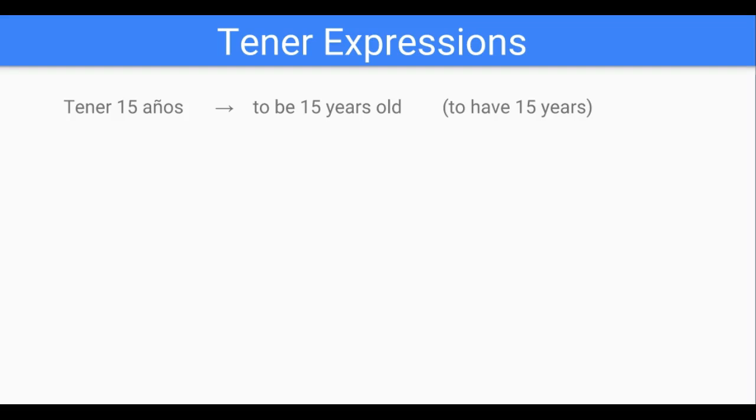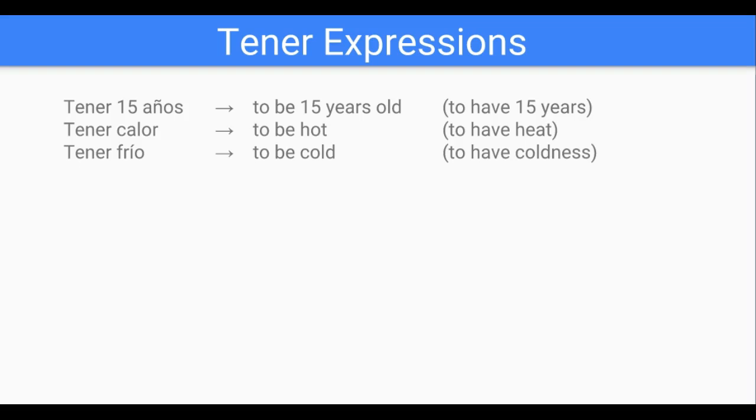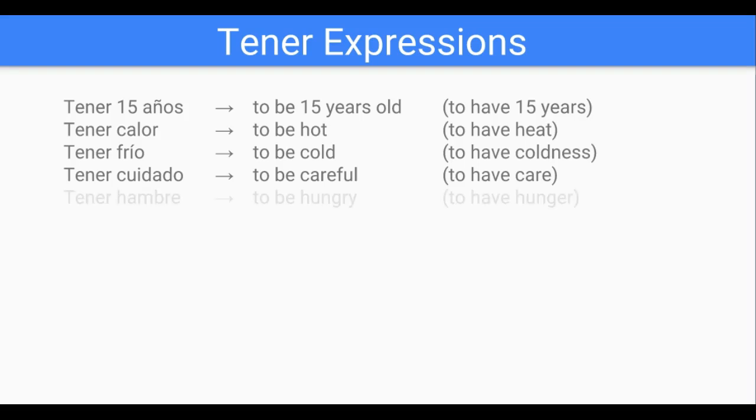which you're literally saying instead of that person is 15 years old, what you're literally saying is that person has 15 years. Tener calor, to have heat, is how you would express that someone is hot temperature-wise. Tener frío, to have coldness, is what you would use to express that someone is cold. Tener cuidado means to be careful. Literally, the meaning is to have care.